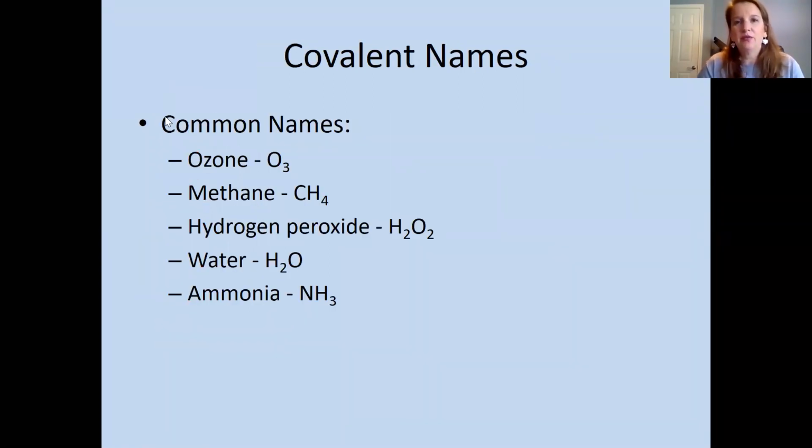These are some common covalent names. You won't follow the IUPAC rules for naming and formula writing using these ones. These have common names that you must remember and go by. So ozone is O3, methane is CH4, hydrogen peroxide is H2O2, water, of course, we know this one is H2O, and then ammonia is NH3. Make sure you commit those to memory.